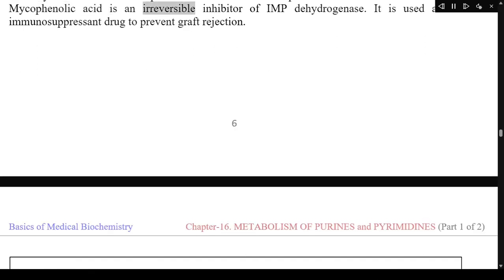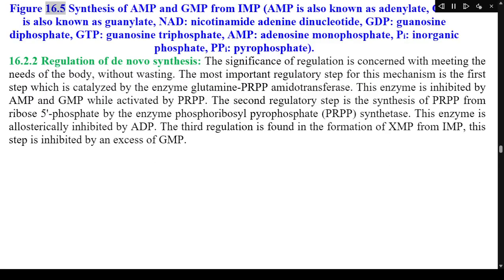Mycophenolic acid is an irreversible inhibitor of IMP dehydrogenase. It is used as an immunosuppressant drug to prevent graft rejection. Figure 16.5 Synthesis of AMP and GMP from IMP. AMP is also known as adenylate, GMP is also known as guanylate, NAD, nicotinamide adenine dinucleotide, GDP, guanosine diphosphate, GTP, guanosine triphosphate, AMP, adenosine monophosphate, Pi, inorganic phosphate, PPi, pyrophosphate.